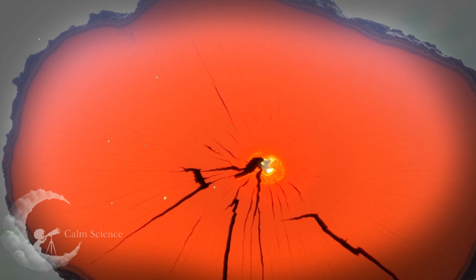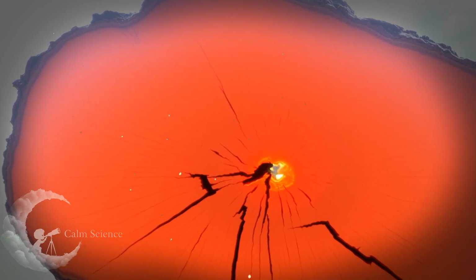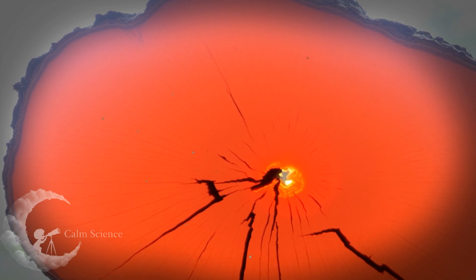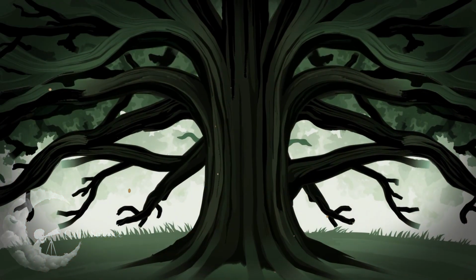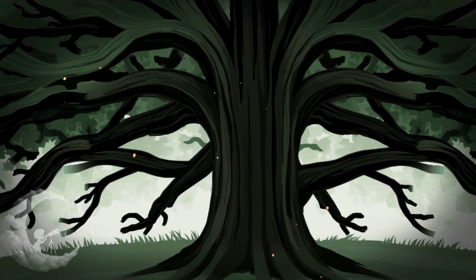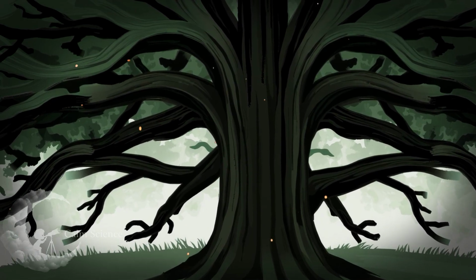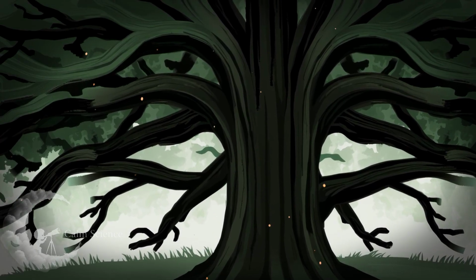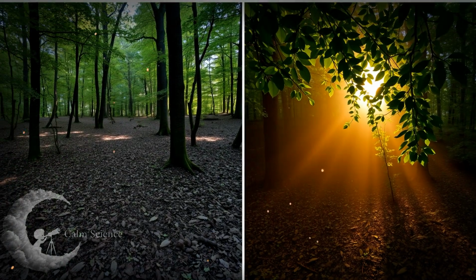The edges of a forest are a unique habitat, different from both the deep woods and the open field. This is known as the edge effect. These areas often have higher biodiversity because they can support species from both ecosystems. They get more sunlight than the forest interior, allowing a thick growth of shrubs and vines. This dense vegetation provides excellent cover and food for many animals. However, forest edges can also be windier and drier, and some deep forest species cannot tolerate these conditions.